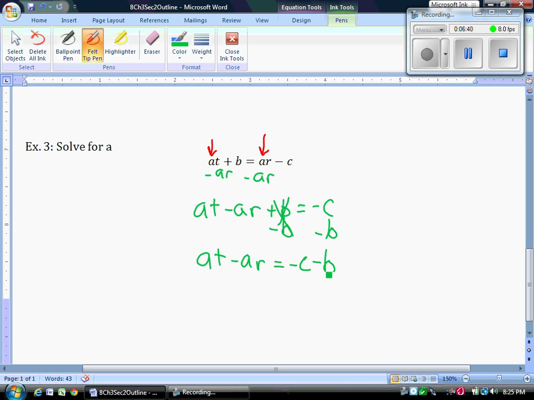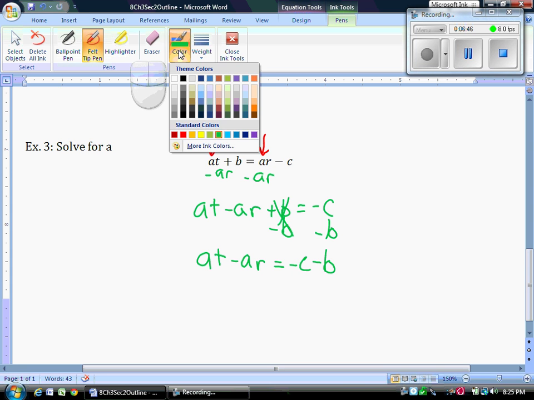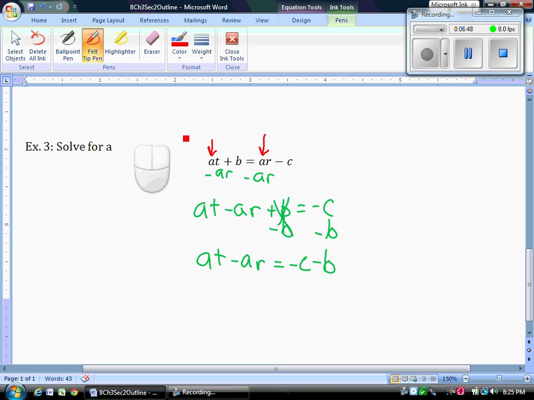All right? So from here, let's think about this for a minute. If instead of AT minus AR, I had 3A minus 1A, what would you do? You would do 3 minus 1 times A. 3 minus 1 is 2A. Everybody knows that 3A minus 1A is 2A. That is why, because you subtract the coefficients.